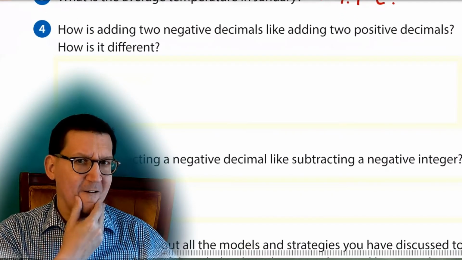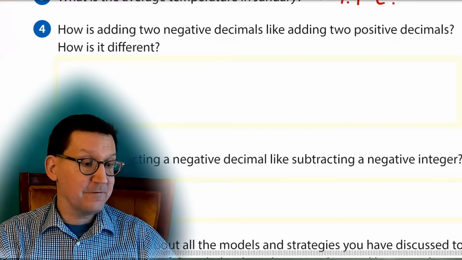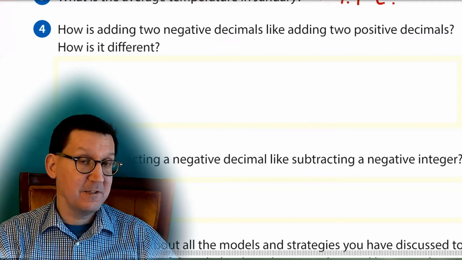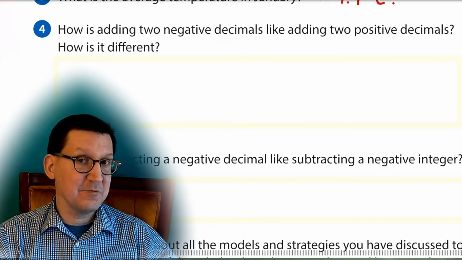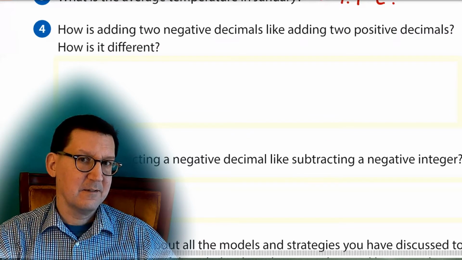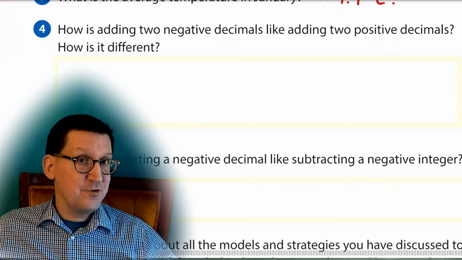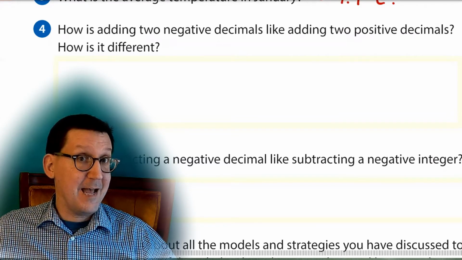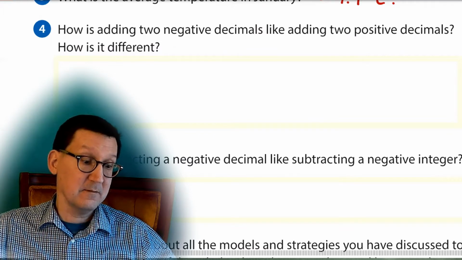Moving on down to question 4. How is adding 2 negative decimals like adding 2 positive decimals? And how is it different? So you have two negative decimals and you're adding them together. How is that like adding 2 positives? What do you think? Well, you can think about that. If a negative number is the opposite of a positive number, if you add 2 negative numbers, it's just like you're adding, except you're finding the opposite answer, right? You're finding the answer on the negative side of the number line.